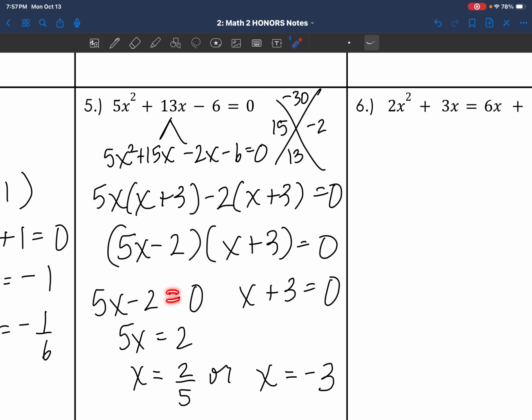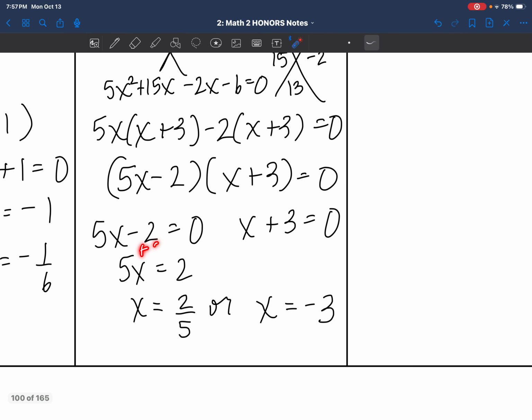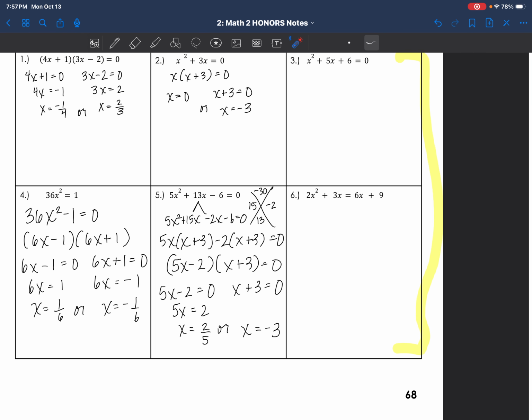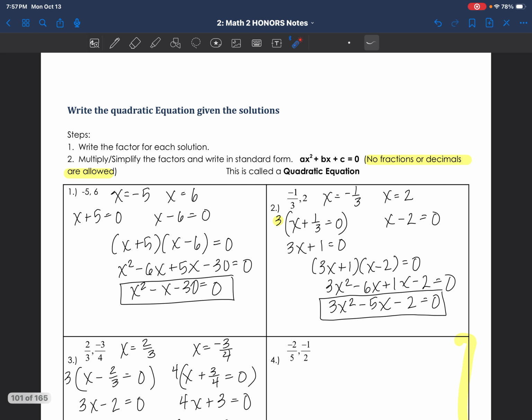Set them each equal to 0. Now, add 2 and divide by 5. And then subtract 3, and you have x equals 2/5 or x equals negative 3. Go ahead, and I want you to try that one.